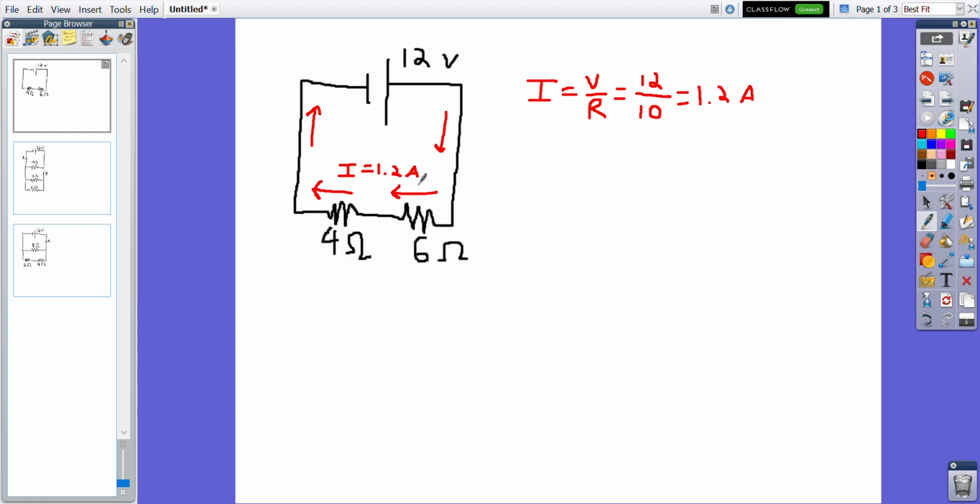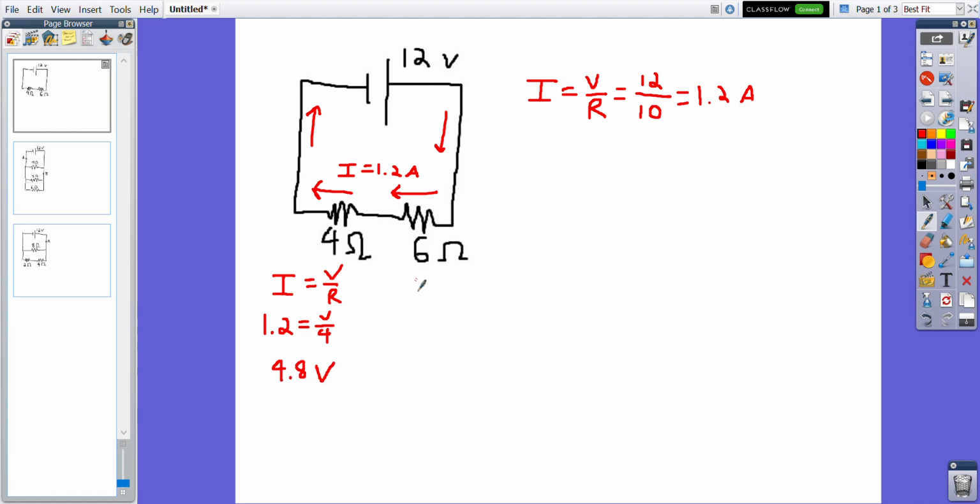Next, it's time to find the individual voltages. So what you'll do is use I equals V over R again, but this time individually for each resistor. For example, for this guy right here, you'll do I equals V over R for this resistor, and the I you'll use is the I you already found. So 1.2 is equal to V over 4. Solve for V. You're just going to take that current and multiply by R, because when you move that over, you multiply both sides by R, and you will get 4.8 volts for this guy.